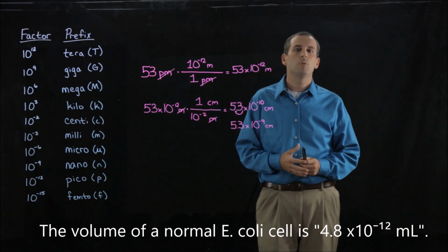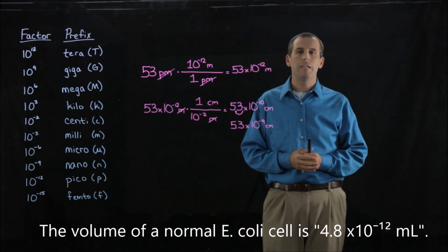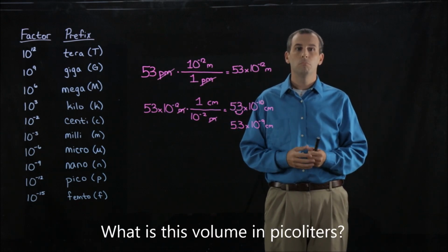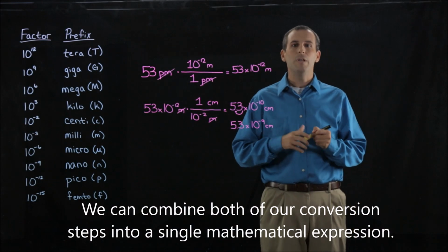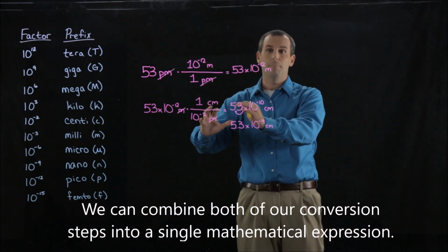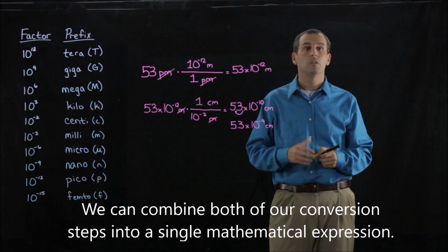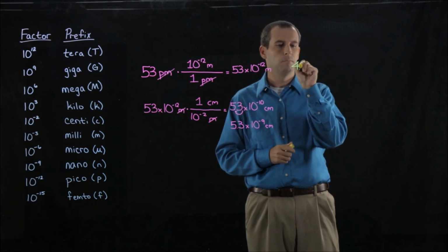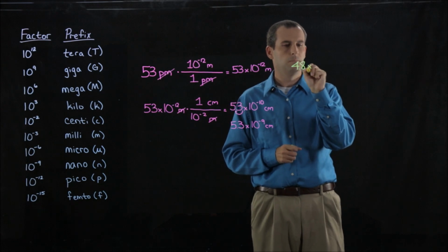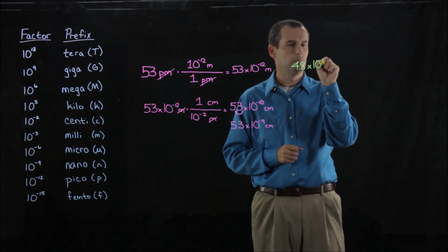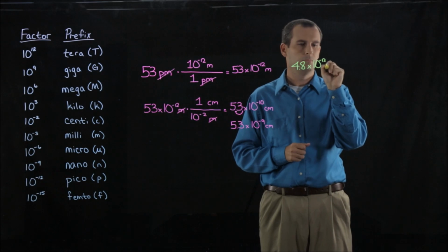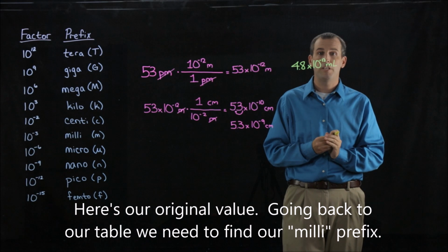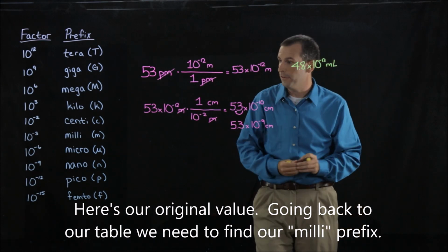The volume of a normal E. coli cell is 4.8 times 10 to the minus 12th milliliters. What is this volume in picoliters? We can combine both of our conversion steps into a single mathematical expression. Here's our original value.